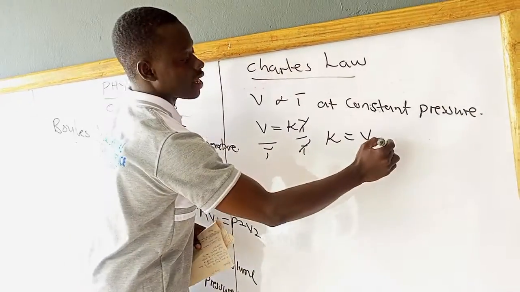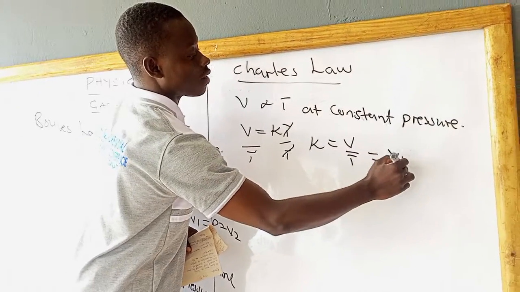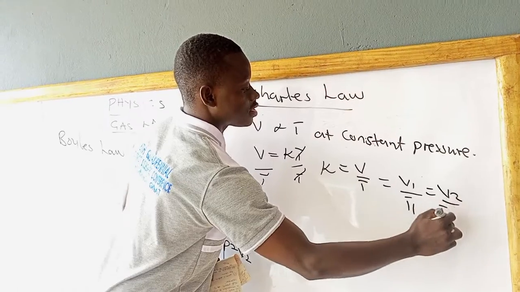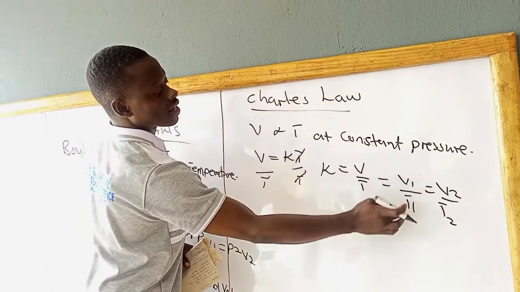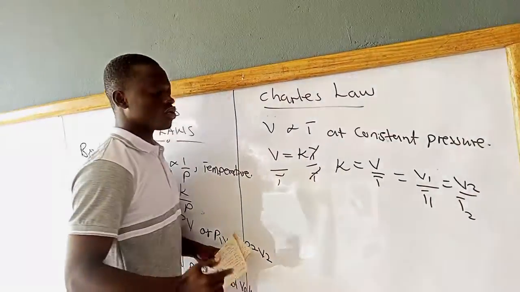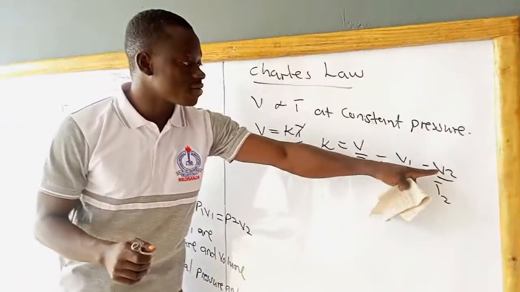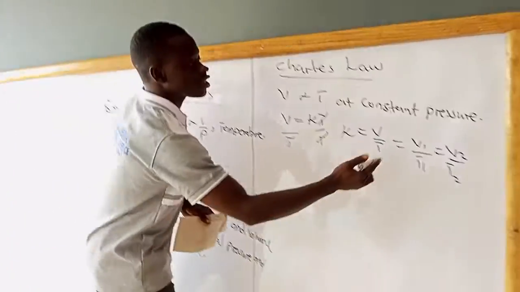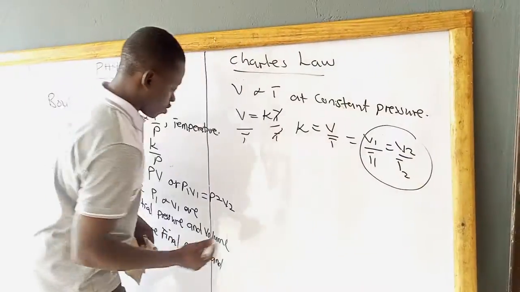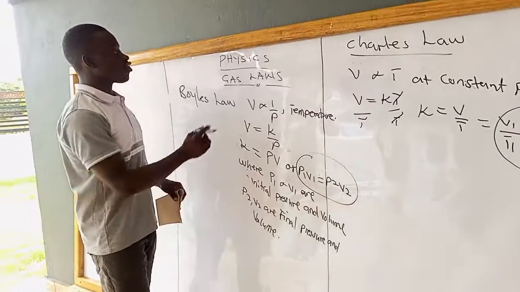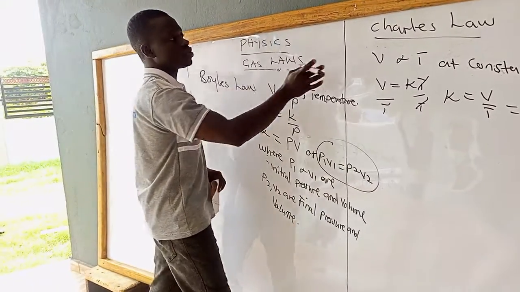So we can also say that V1 over T1 is equal to V2 over T2, where V1, T1 are the initial volume and temperature, and V2, T2 are the final volume and final temperature. So take note of this expression, very important. Also take note of Boyle's expression, very important. So from Boyle's law, it came to Charles' law.